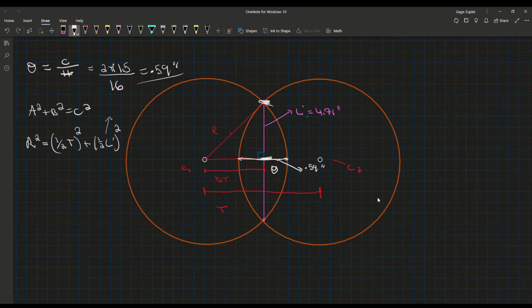Since we know L prime is 4.71, we need to find another relationship relating R and T. And something I see right now is that R and T can be related by this radius. If you drop this radius all the way down here, we're going to get a radius right here, and that radius is going to equal, if we just add up the lines here, 1/2 of T plus 1/2 of the ogive length. Can you see that right there?